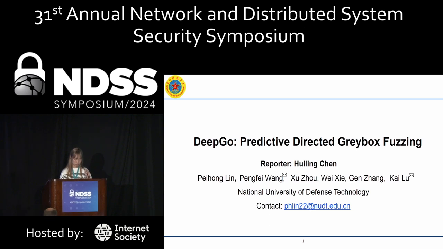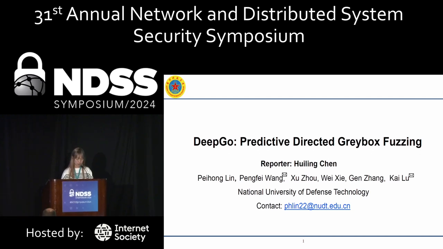She's pursuing her PhD in the College of Computer Science and Electronic Engineering at Hunan University, and she works on IoT perceptual security. So let's look at this first paper, DeepGo, Predictive Directed Greybox Fuzzing. For this paper, if you have any question, unfortunately, she will not be able to answer. OK, let's thank the speaker.